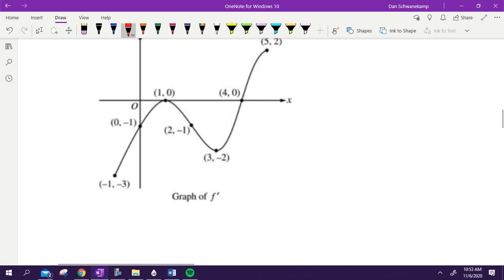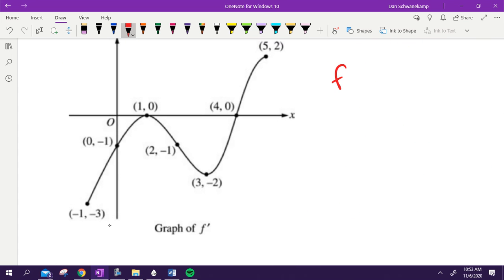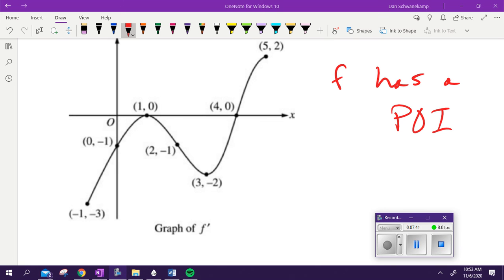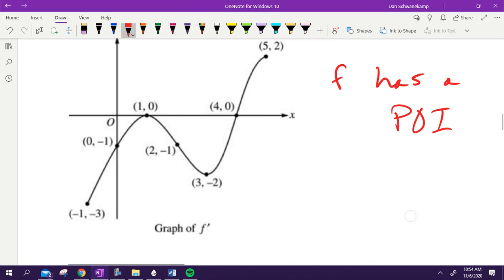Let's do another one because this is the place we screwed up here. Tell me when f has a point of inflection. When does f have a point of inflection? Look at the board, get an answer. Show me with your fingers how many points of inflection does this graph have? It's 2. It's there and there. Why? Because f prime is what? F prime has relative extrema.